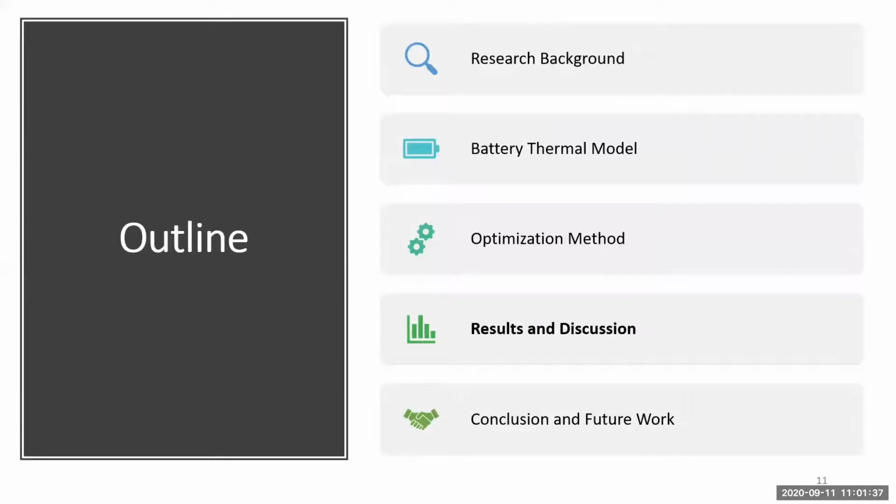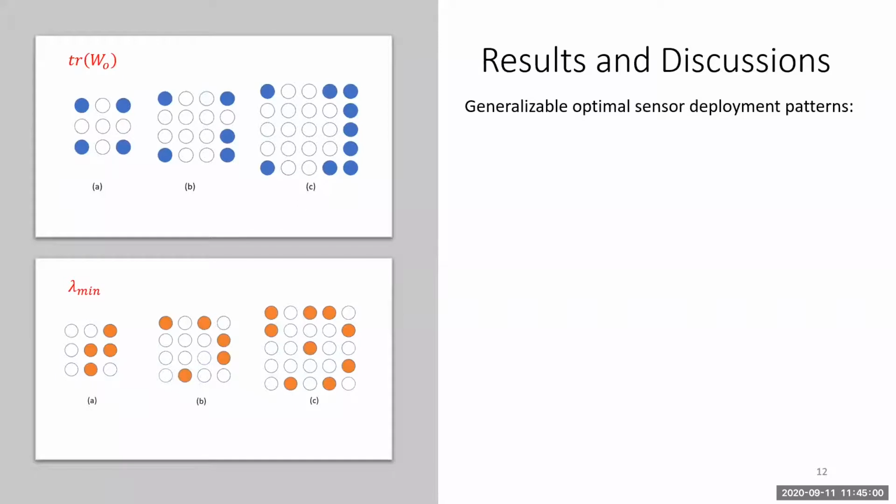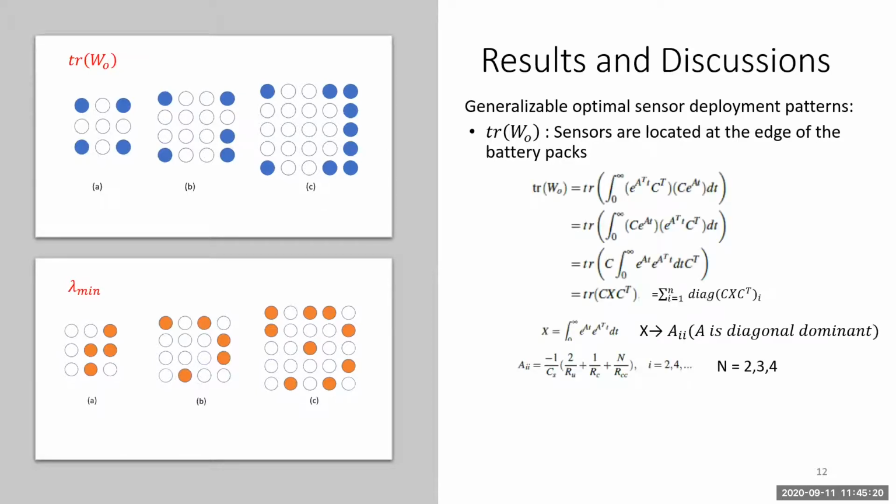Now let's move forward to the results and discussion section. The optimal sensor deployment patterns are obtained by maximizing two Gramian-based metrics. For the trace metric, the sensors are located at the corners or edges of the battery pack. We also give the mathematical explanation of the pattern. Based on the property of the trace of a matrix, the trace of the Gramian can be rewritten in the form trace of CXC transpose, which equals the sum of the diagonal elements of X that are selected by the C matrix.